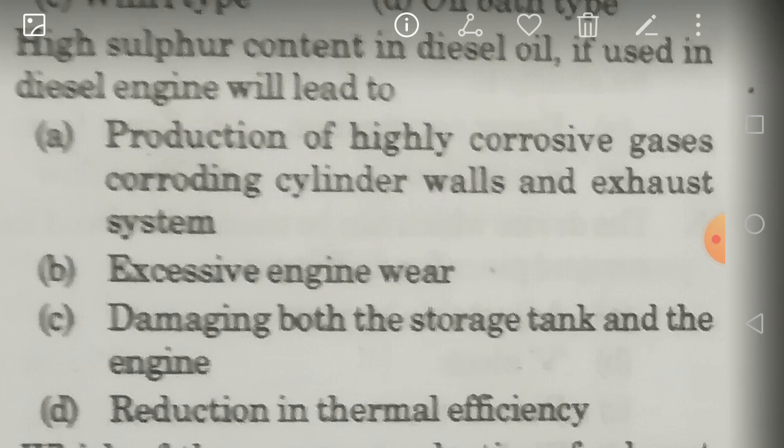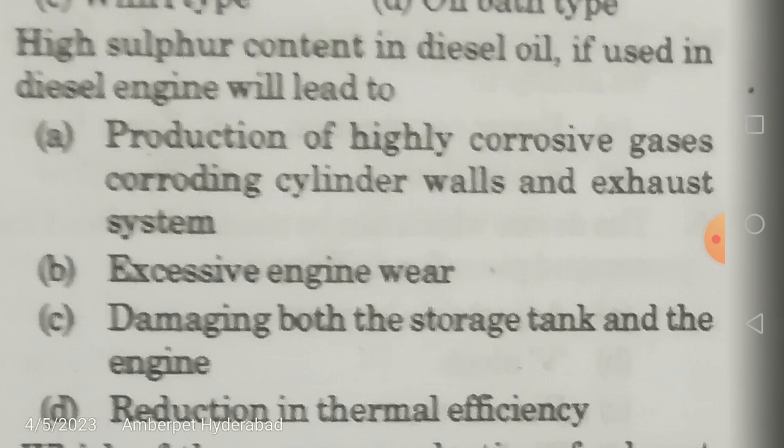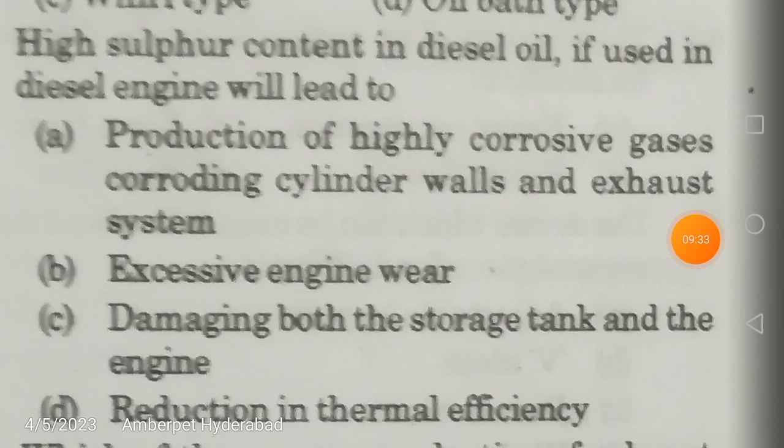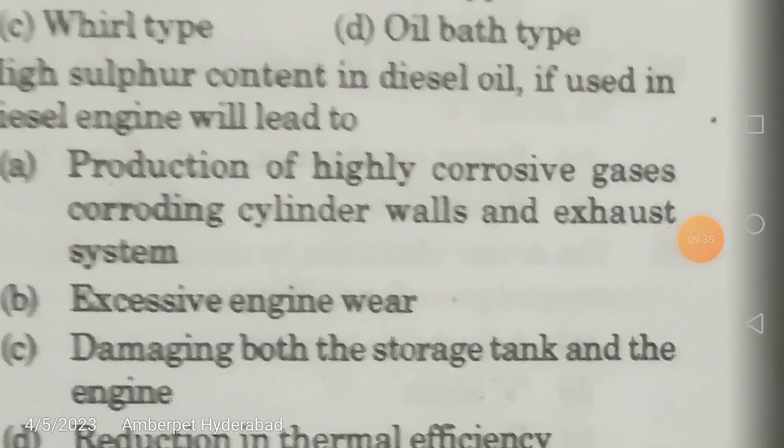If this sulfuric acid is there in the rains, it is going to affect the fertility of the soil. So mostly we will ensure that there is no sulfur in the automobile engine fuels. Not only that, it is going to produce highly corrosive gases, for example sulfur dioxide, and sulfur is a very, very reactive gas, friends. It is going to corrode the cylinder walls and exhaust system. That is the correct reason.